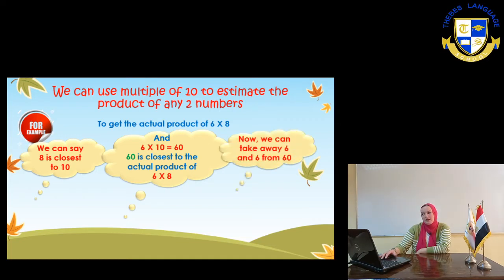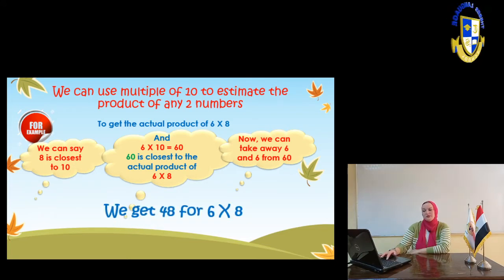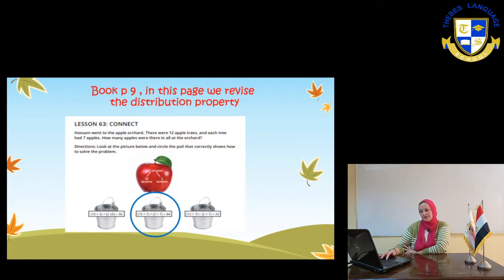Now we can take away two 6's, 6 and 6 from the 60, okay? So the result will be 48. Okay, so the answer of 6 times 8 equals 48.